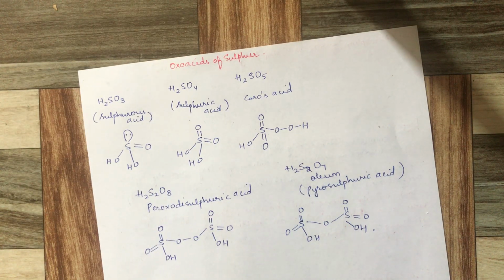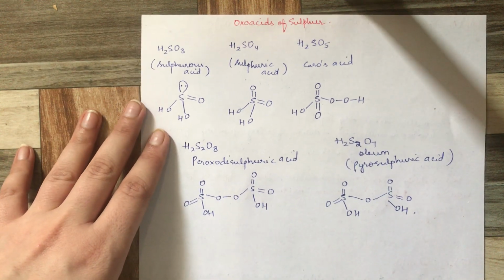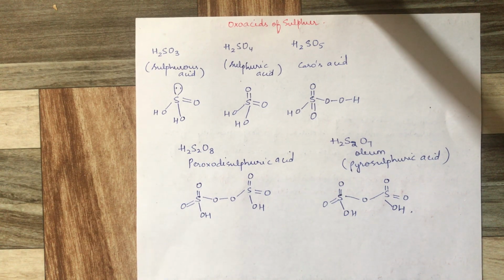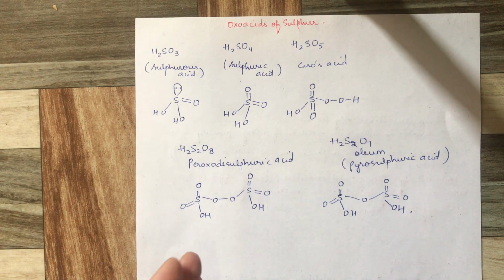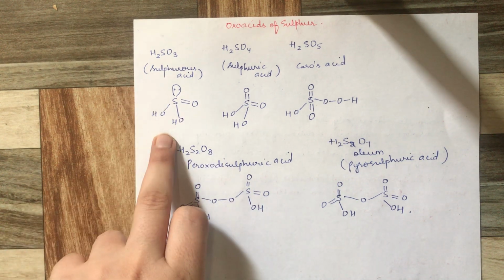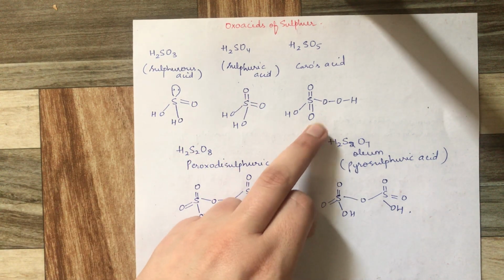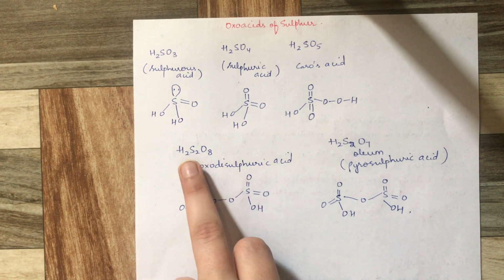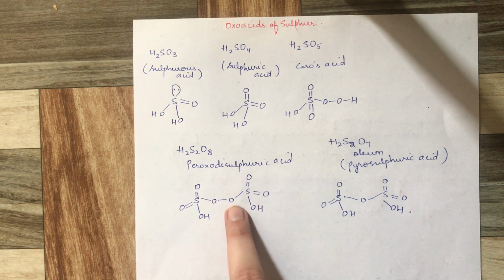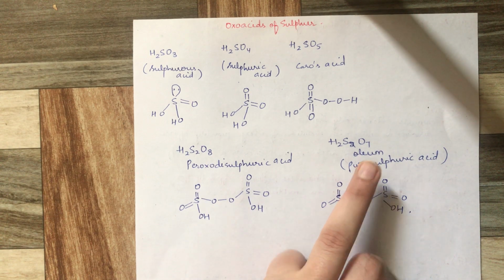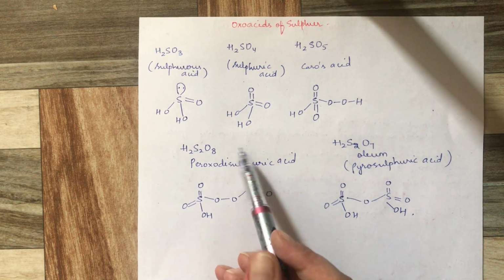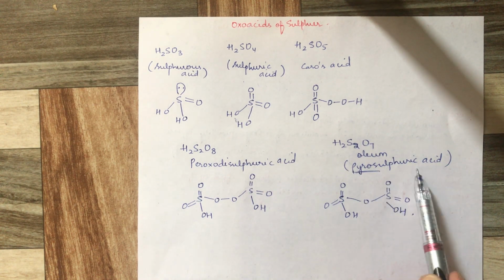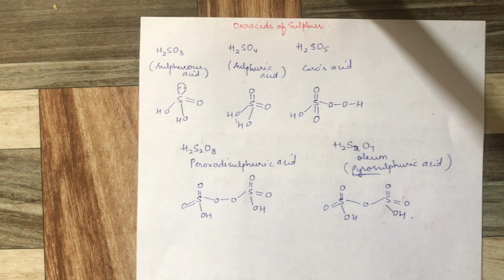Next, we are almost at the completion of group 16. We talk about oxo acids of sulfur. There are a few oxo acids, and it is very important to learn their names and structures. You can draw these: sulfurous acid, sulfuric acid, Caro's acid, which is H2SO5, peroxodisulfuric acid, which is H2S2O8, where there is a peroxide linkage, and oleum, pyrosulfuric acid. Why? When two sulfuric acid molecules combine with the loss of water, hence it is pyrosulfuric acid.